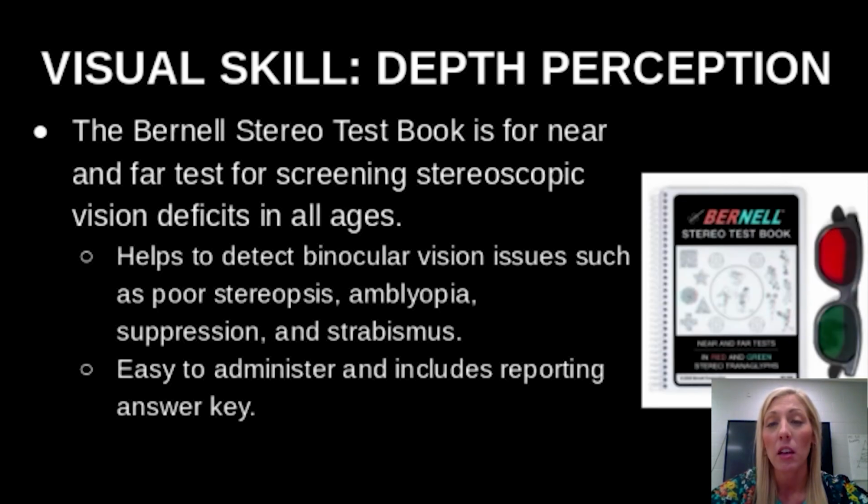Another one, this one does require the glasses, but the next one that I do use is the Burnell Stereo Test Book. And again, this tells you it's for all ages, and it helps detect binocular vision issues. Especially with our students with amblyopia or strabismus, suppression, it is easy to administer, and it does include the red-green glasses. And then it has a reporting answer key on the back, and if you make a copy of that back page, you can just use it as part of your notes and your scoring sheet as well. And these have really common objects for kids, like a figure skater, a basketball player, a football, baseball, just different objects that they might be familiar with. So I really like this one too.